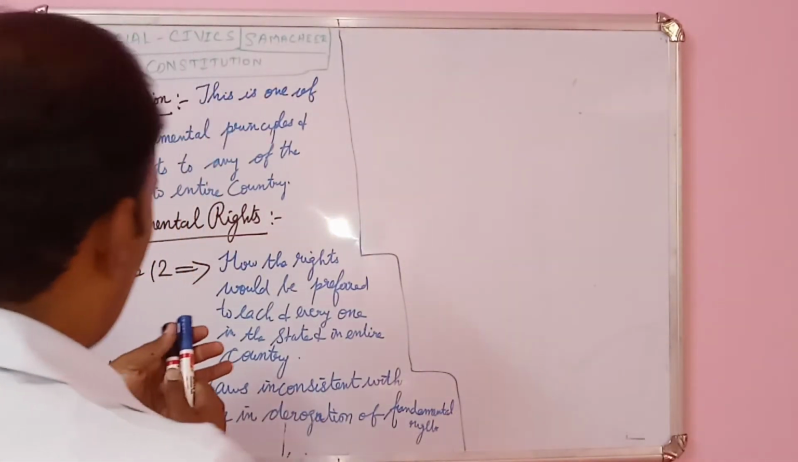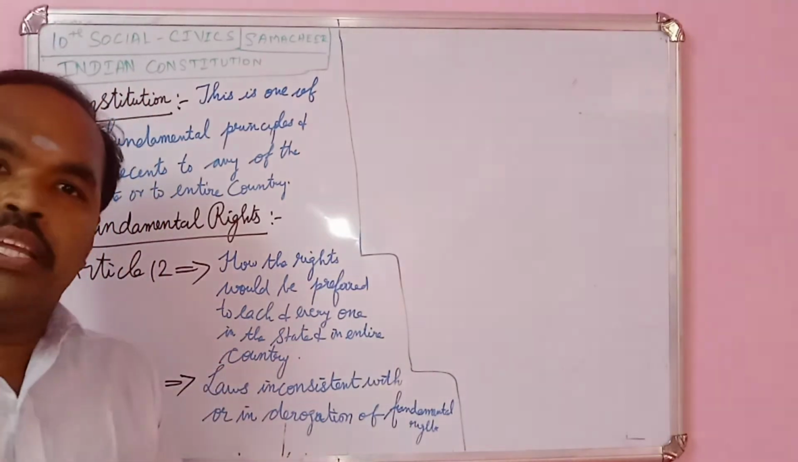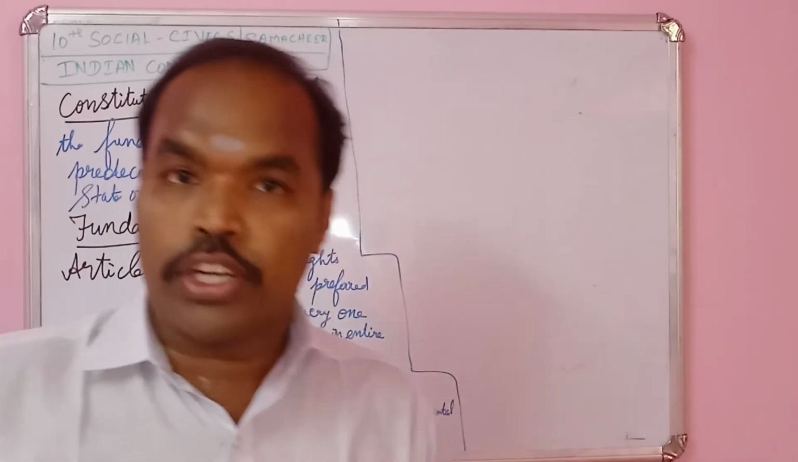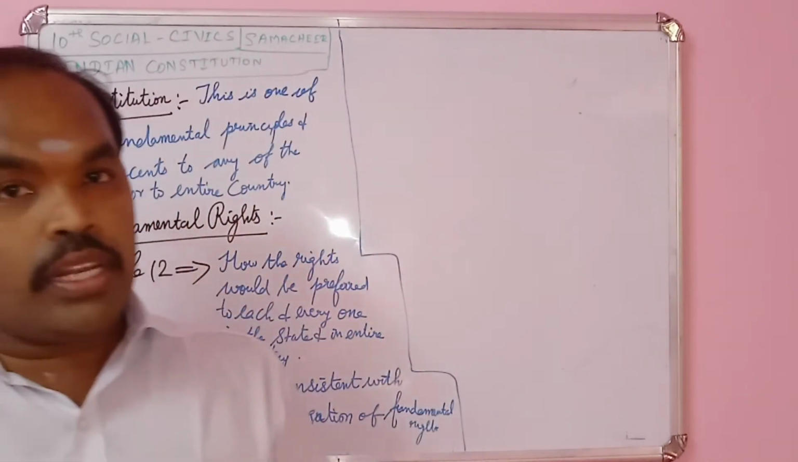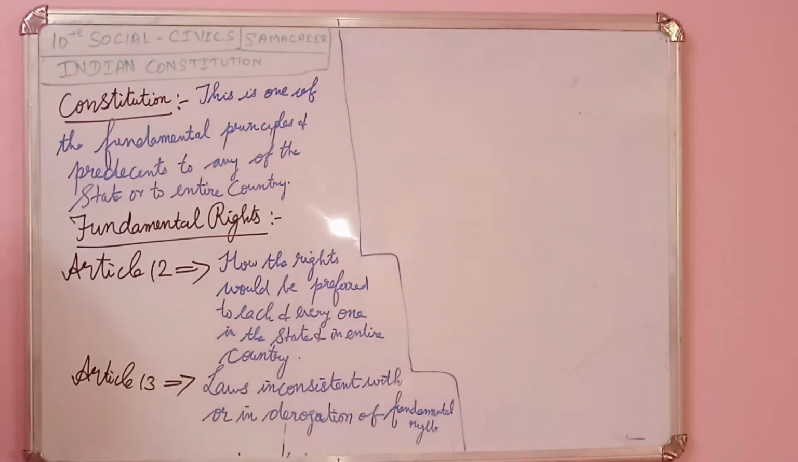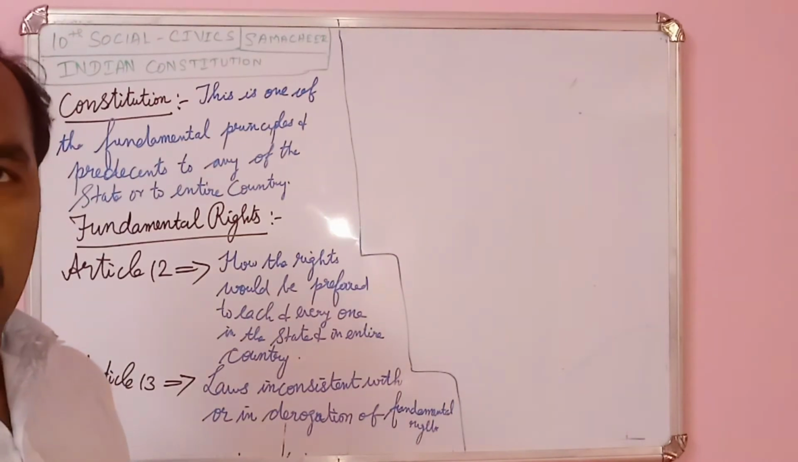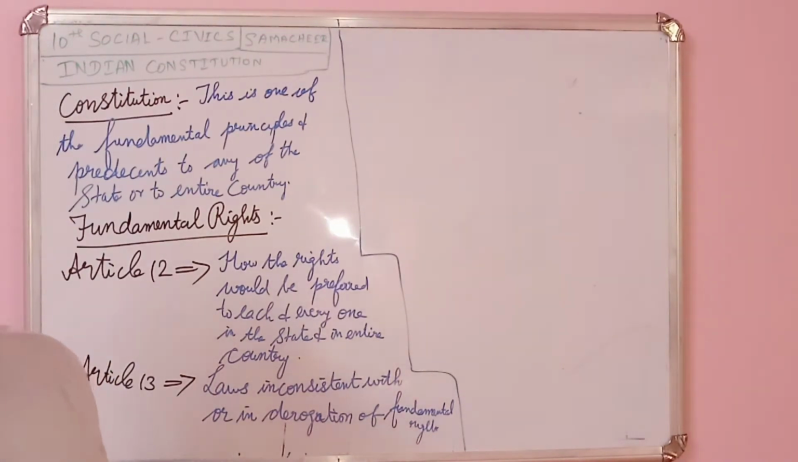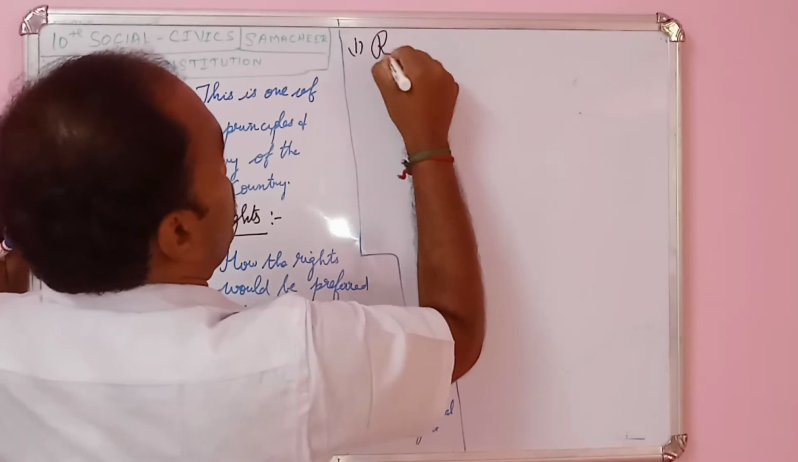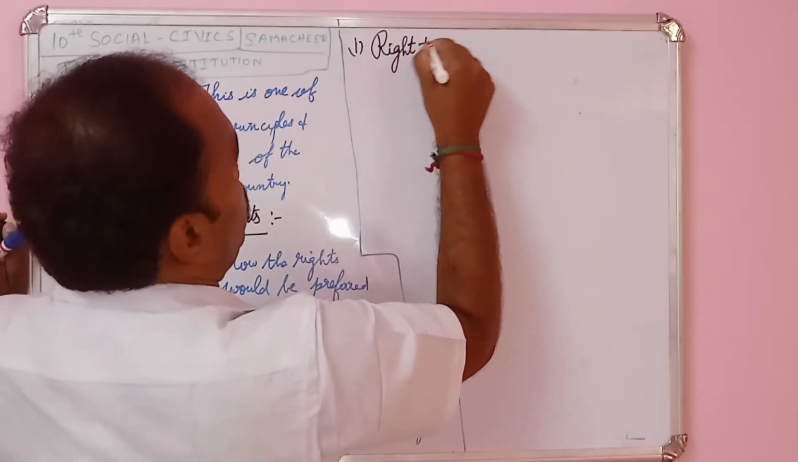Under the fundamental rights, there are many rights: right to equality, right to freedom, right against exploitation, right to constitutional remedies, right to freedom of religion, and so on. Like this, 5 to 6 rights are there. The first right we are going to see is the right to equality.